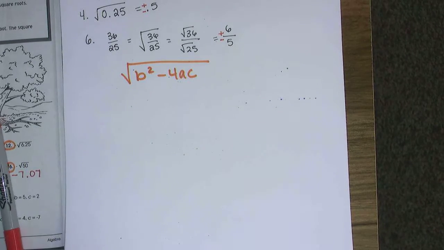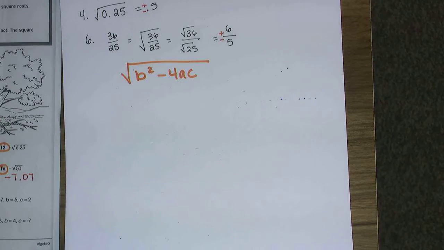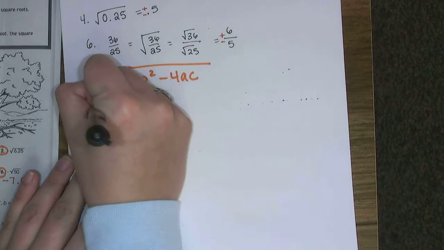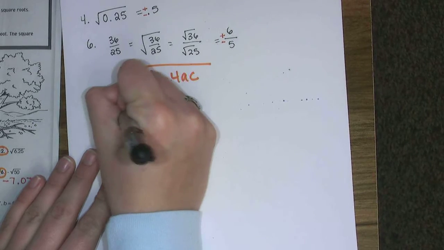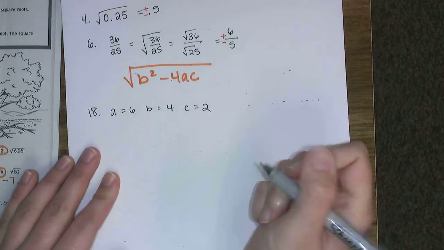Okay, so it says that A is 6, B is 4, and C is 2. So I'm just plugging these values in here. So it's the square root of B is 4, so 4 squared, minus 4 times A is 6, C is 2. Okay?